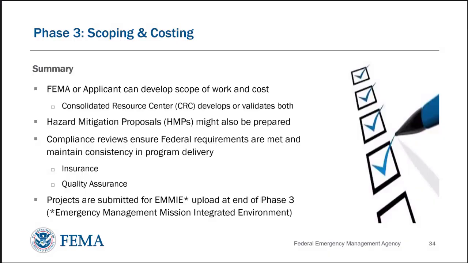Summarizing phase 3, FEMA or the applicant can develop scope of work and cost. The Consolidated Resource Center develops or validates them. Hazard mitigation proposals could be prepared, compliance reviews based on insurance and quality assurance, and then having those projects submitted into EMMIE.